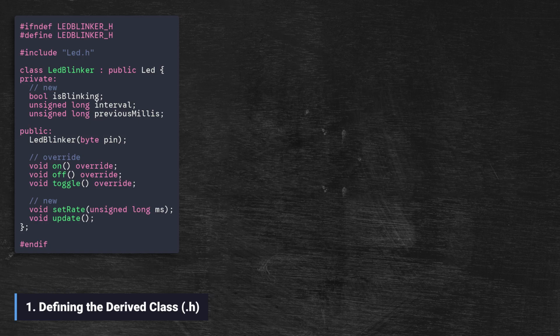In our header file, we use the colon syntax followed by the public keyword and the name of our base class, LED. This tells the compiler that LEDBlinker inherits everything from LED. Inside, we add our new private variables for timing and state tracking.